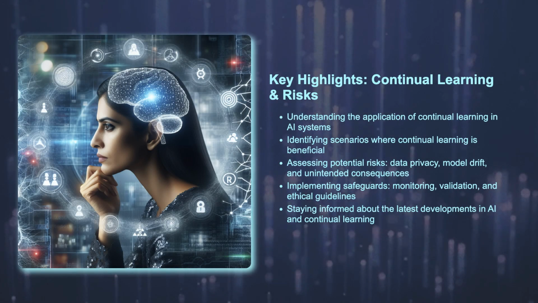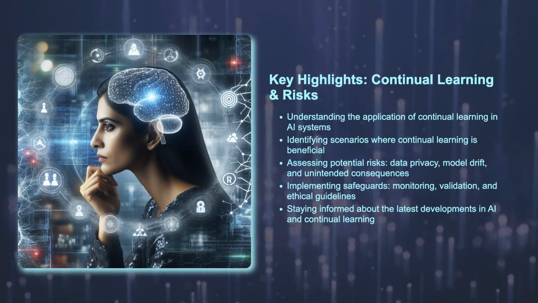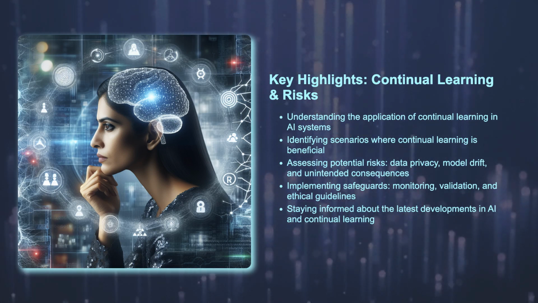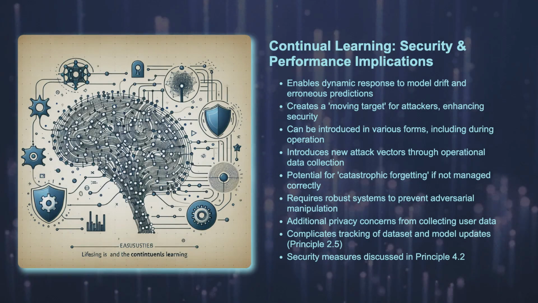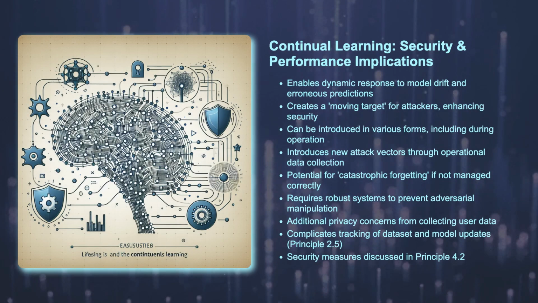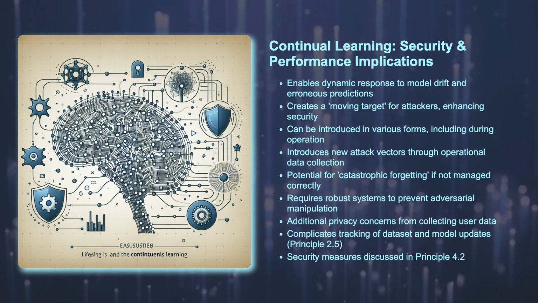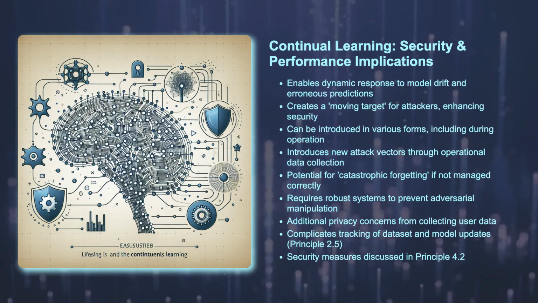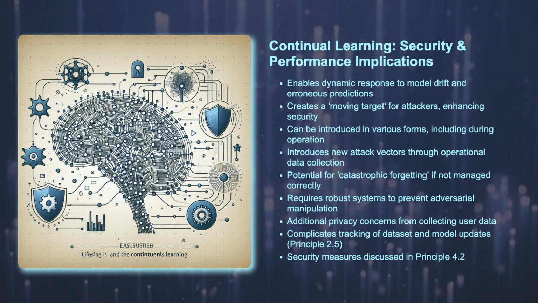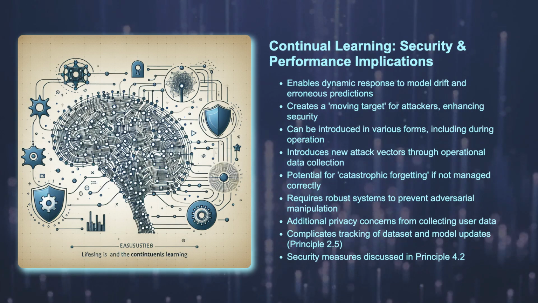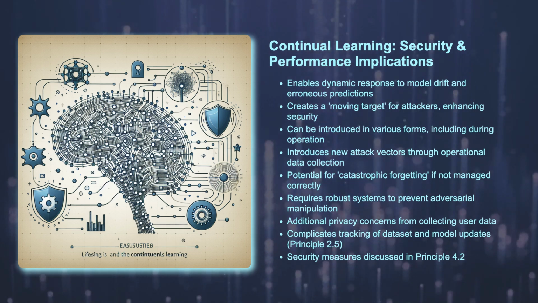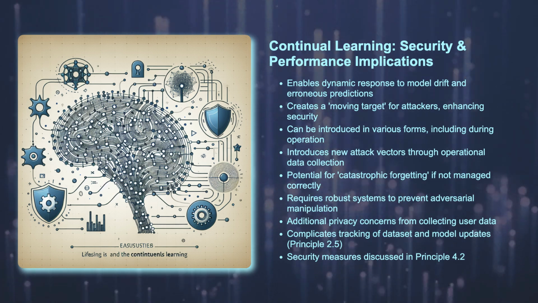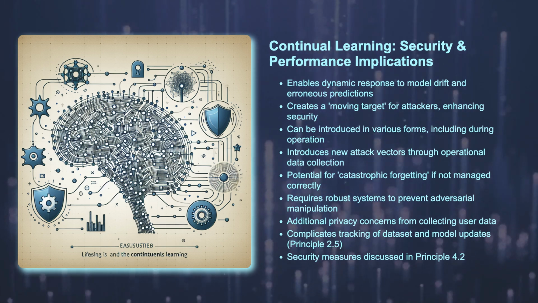Understand if and when you're using continual learning and the risks associated with doing so. Why this principle? The use of continual learning can be a crucial component in helping keep a system secure as well as performant. It allows you to dynamically tackle issues like model drift and erroneous predictions, while also creating a moving target for attackers. CL can come in many forms and is not always obvious.